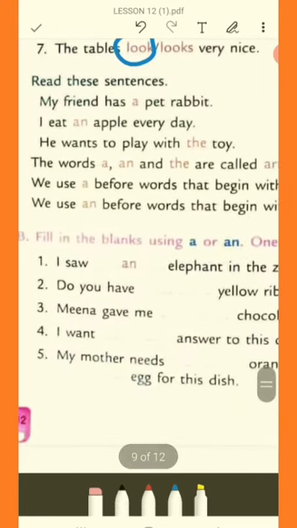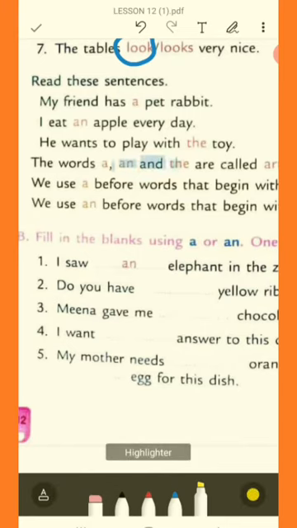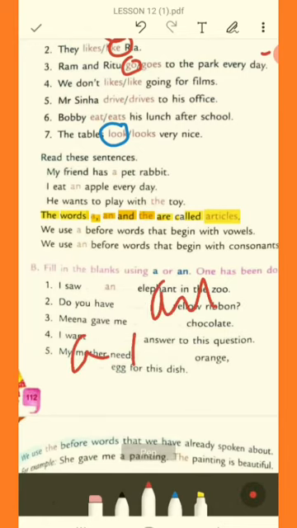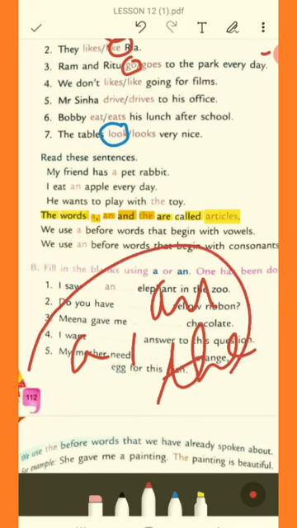Let's see. My friend has a pet rabbit. I eat an apple every day. He wants to play with the toy. See the words. Important note here, always remember children, the words a and the are called articles. I may ask you, what are articles? When I ask you what are articles, you have to be able to answer. The words a and the are called articles. Clear?